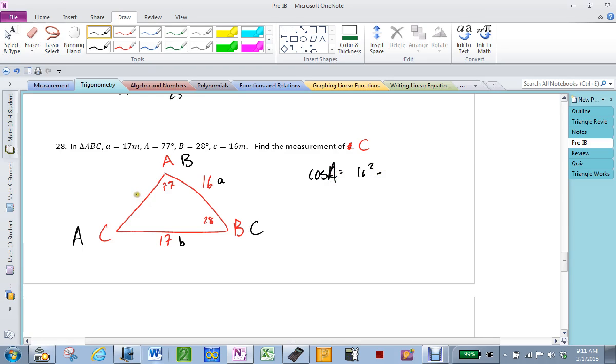Uh-oh, but I don't have the third side. Can we find the third side? How? No. Oh, come on, you guys. I just gave you the gift to find the third side of a triangle. Sine law!